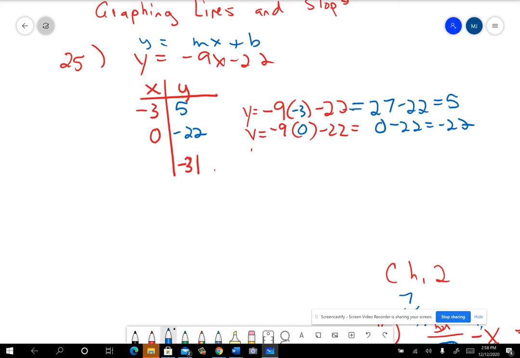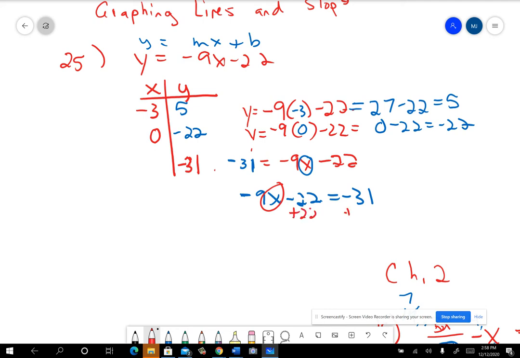All right, now the harder thing to do is the last one because in place of the y, you've got to put -31. And that makes it a chapter 2 problem where you've got to work on solving for the x. Okay, so you might find it helpful to rearrange the two sides so that the x is by itself. And then you work on solving that. So you add the 22 to both sides.